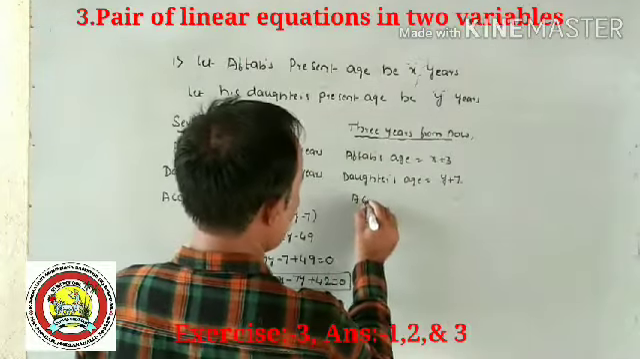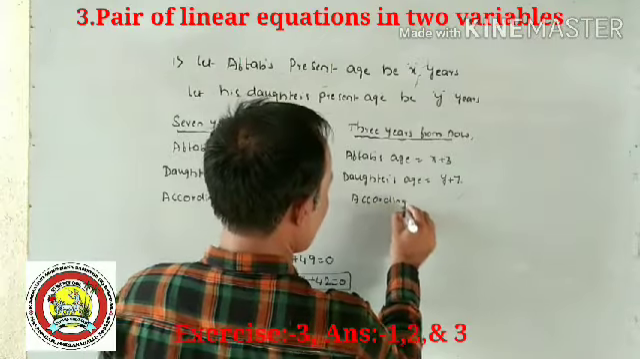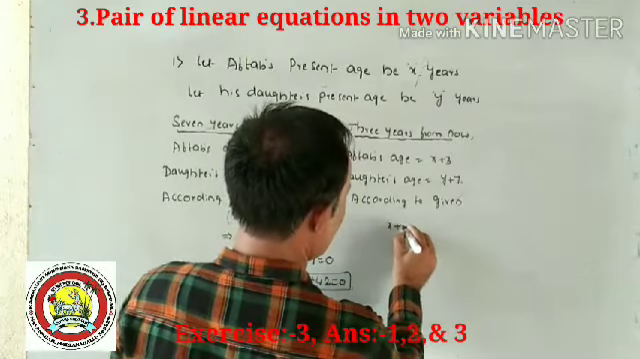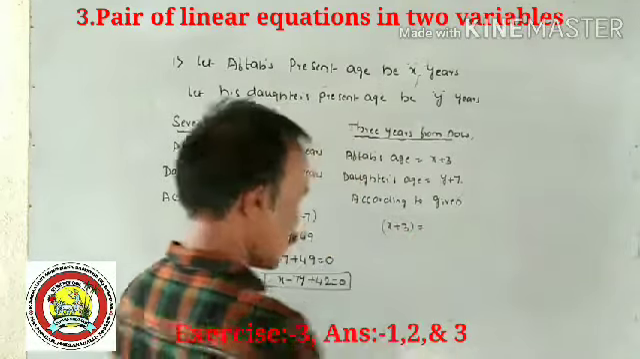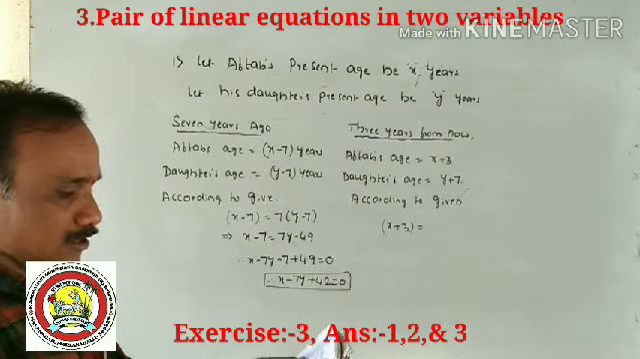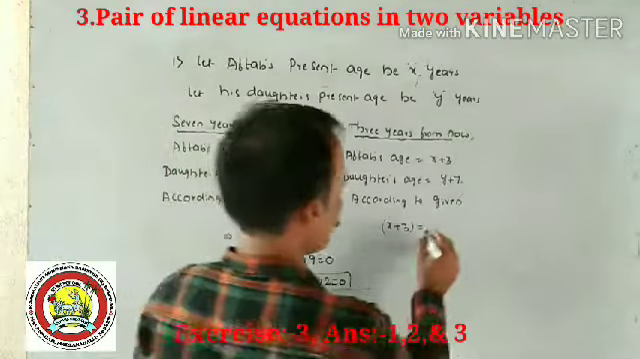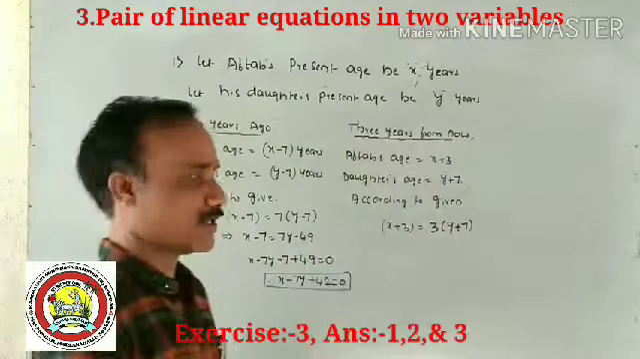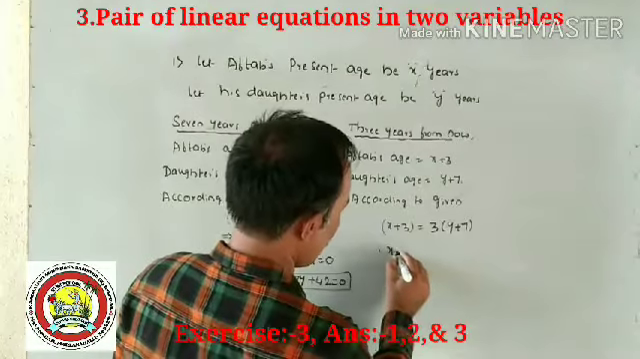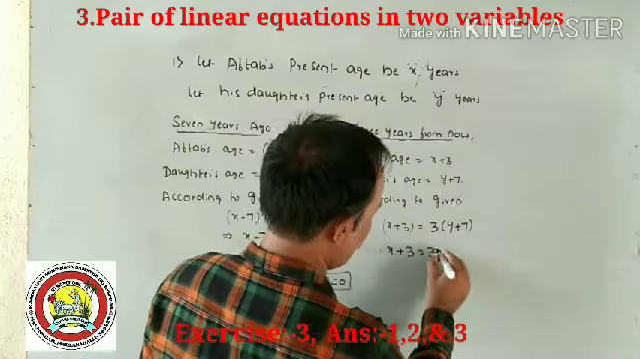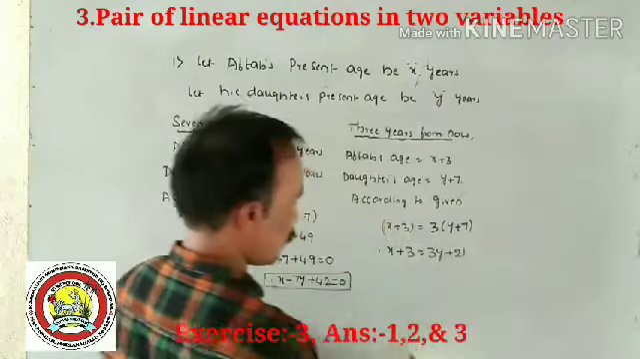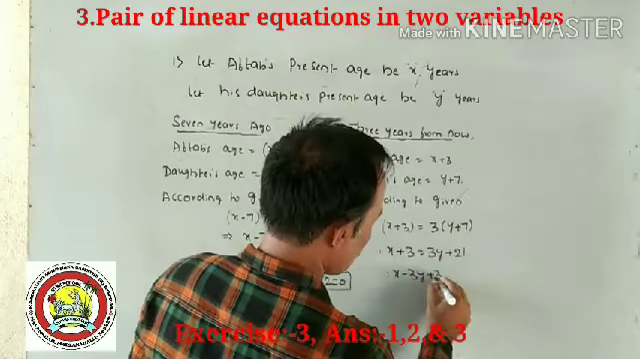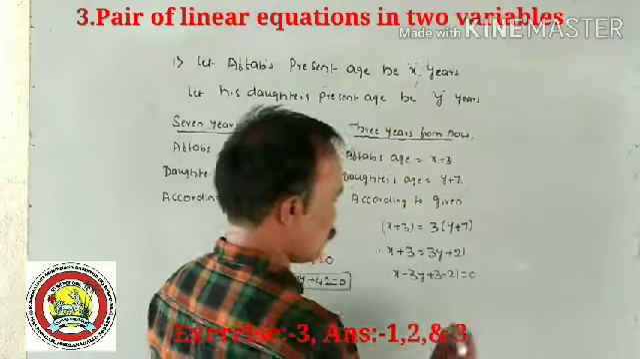According to the given condition, x plus 3 is equal to 3 times as old as u, that is, y plus 7. Therefore, x plus 3 is equal to 3y plus 21.